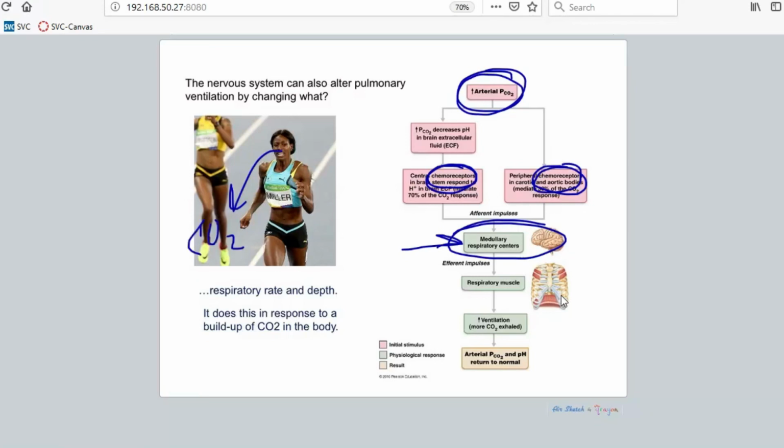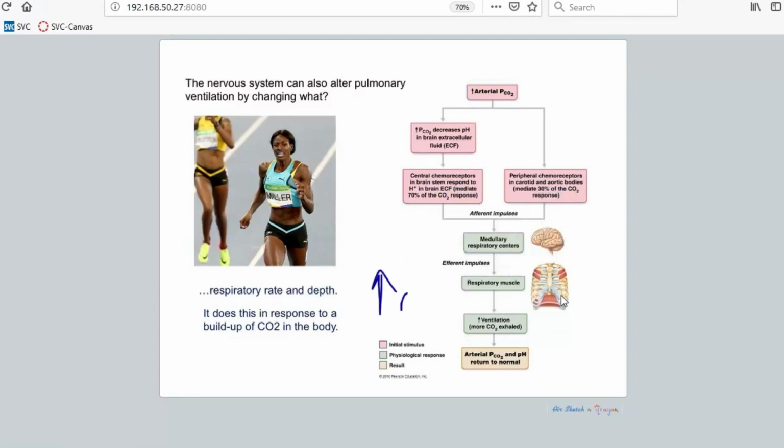How are we going to do that at a higher rate than we're normally doing? Well, those respiratory centers are going to be activated and they're going to fire on those respiratory muscles at an increased rate. Okay, so by firing on those respiratory muscles more frequently, that increases our respiratory rate. And when we increase our respiratory rate, we're increasing our ventilation, which means that we're exhaling more CO2, and that brings CO2 back down to where we need it to be.